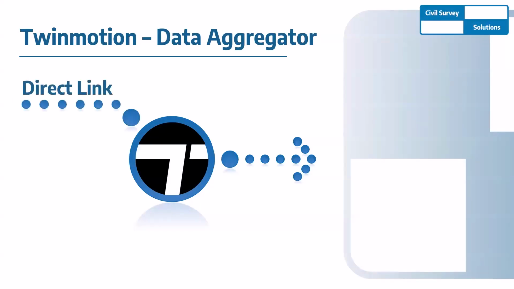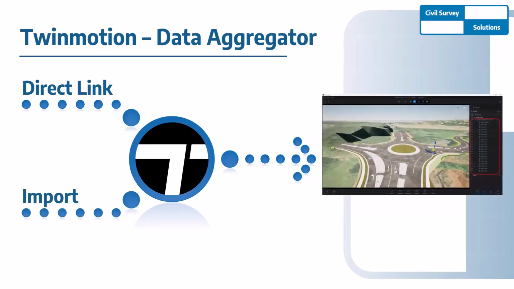So essentially, what it does is it takes information from modeling systems, and you can do that with a direct link. So a lot of software has built-in direct connections to Twinmotion, or you can do the traditional importing of files. When you do that, basically it builds a scene with the data, and then you'll have access to the objects, meshes, and other entities that have been brought in.